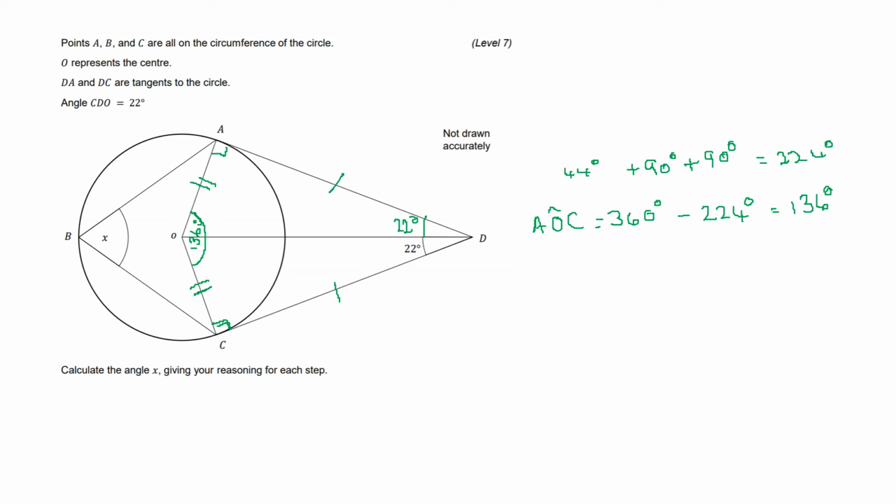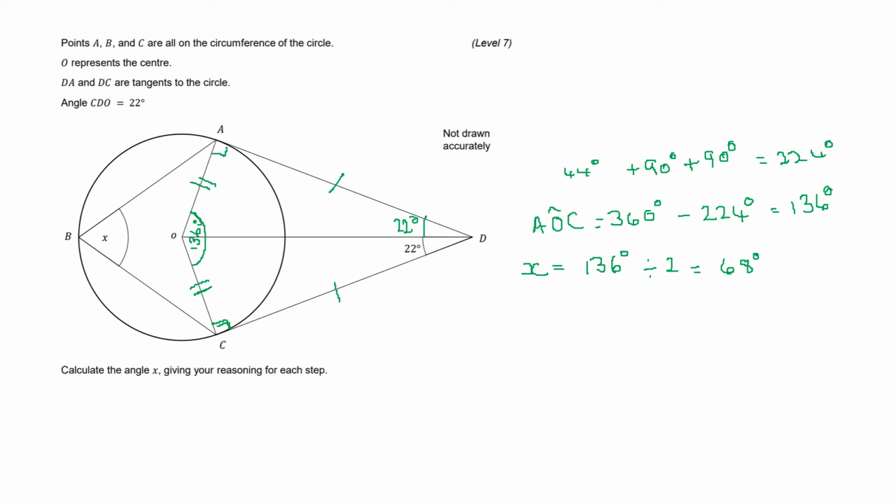Now, another circle theorem, ABC, so angle X is going to be half of 136 degrees because the angle at the circumference is half the angle at the centre subtended by the same arc. So we're going to divide that by 2, and that's going to give us 68 degrees. So x will be 68 degrees.